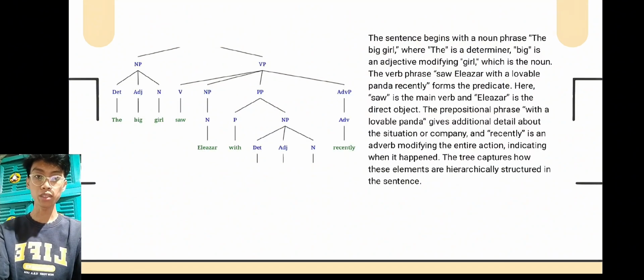Number 5. The sentence begins with a noun phrase, the big girl, where big is an adjective modifying girl, which is the noun. The verb phrase, saw Eliezer with a lovable panda recently, forms the predicate here. Saw is the main verb, and Eliezer is the direct object. The prepositional phrase, with a lovable panda, gives additional detail about the situation or company, and recently is an adverb modifying the entire action, indicating when it happened. The tree captures how these elements are hierarchically structured in the sentence.